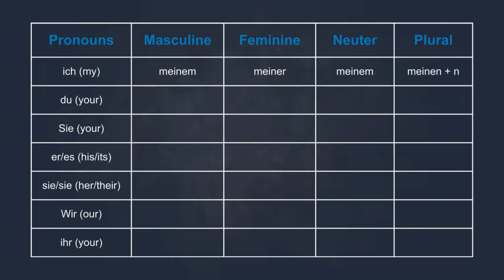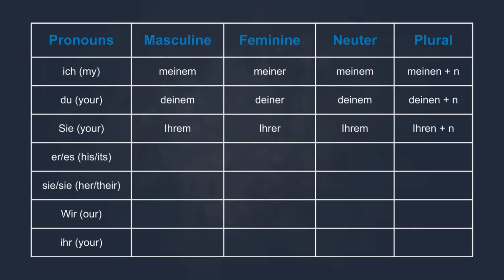Ich, I, becomes my. Masculine, meinem, adds em. Feminine, meiner, adds er. Neuter, meinem, adds em, same as masculine. Plural, meinen, plus n. Article adds en, plus add an extra n to the noun. Du, you, becomes your. Deinem, deiner, deinem, deinen, plus n.